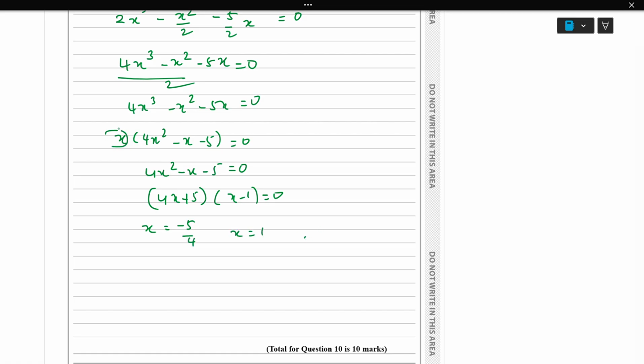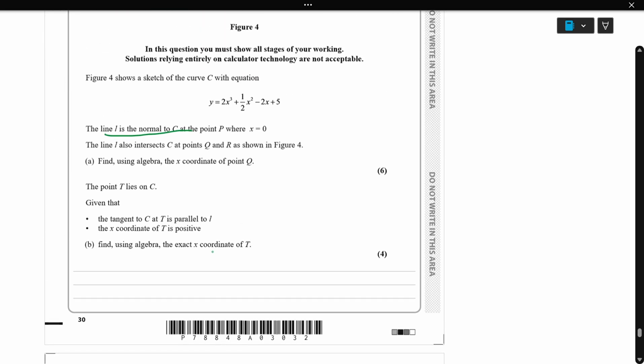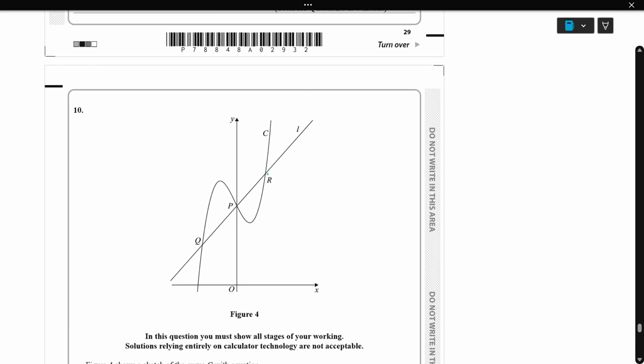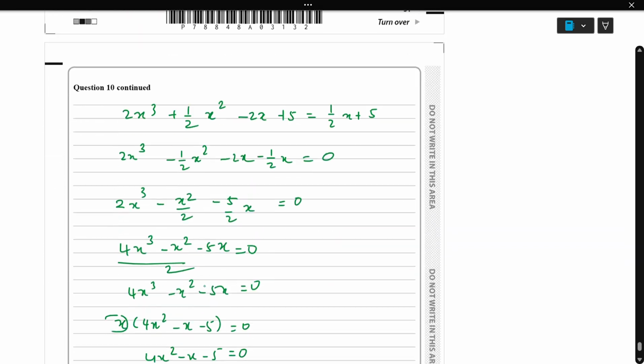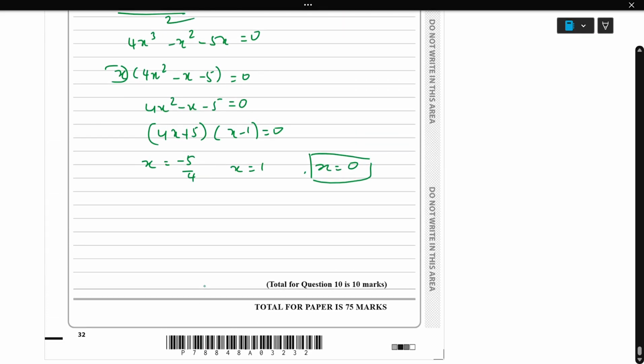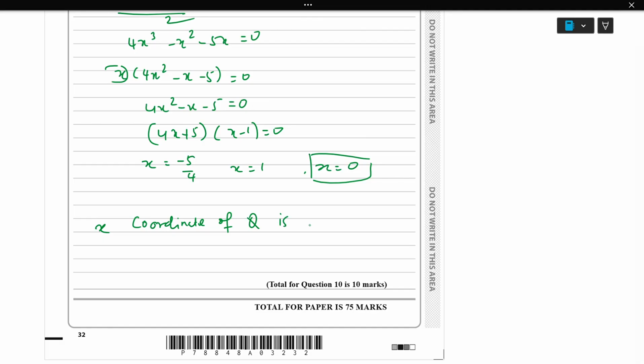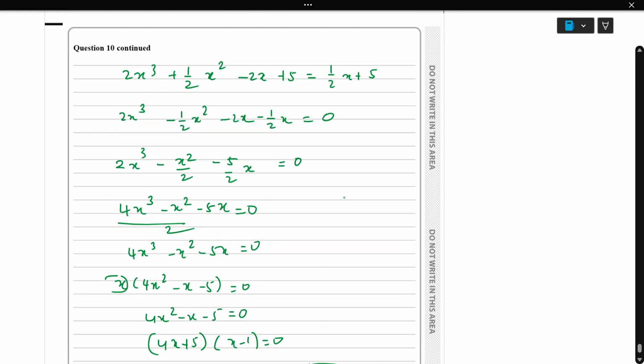So from this equation, we are getting three solutions. x equal to 0 we have to ignore, already we got it. So the other two solutions are 1 and minus 5 by 4. Obviously r is the positive x and q is the negative, so the x coordinate of q is a negative value, so we need to choose negative 5 by 4. This is the solution of part A.